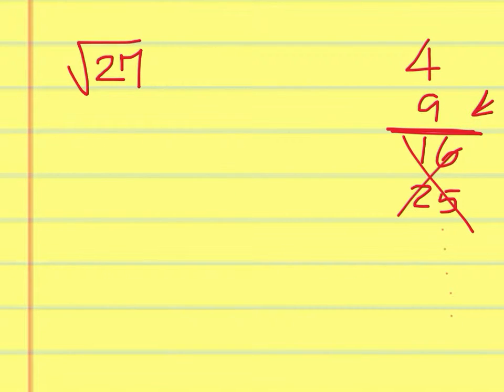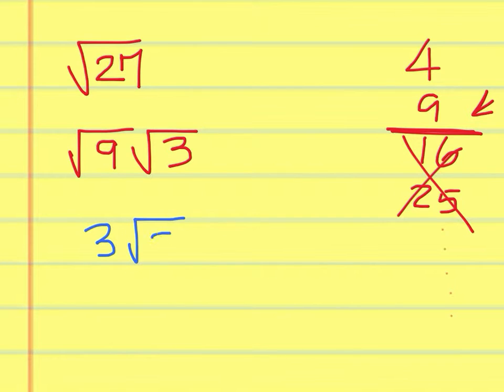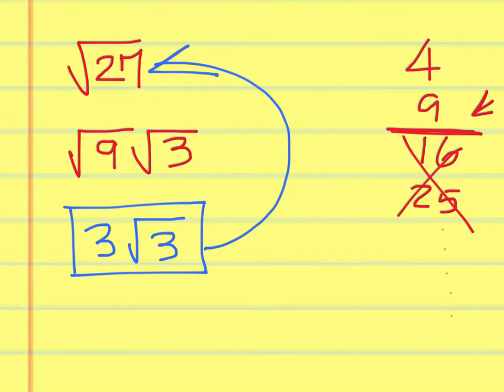Will 9 go into 27 evenly? Yes, so we'll have square root of 9 times the square root of what? 3. And the square root of 9 is 3. So we will have 3 square root of 3 for our simplified version of this.